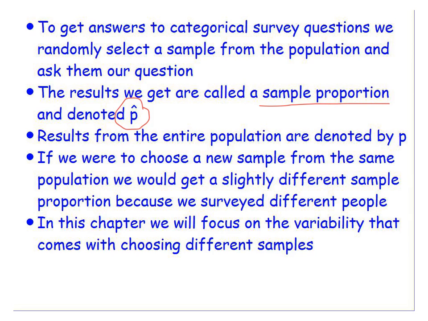So P simply stands for proportion, and the hat means that it came from a sample. The results from the entire population, which we aren't able to gather, but we do have letters to represent them, it's denoted by P. So P means proportion. If it's just P, it represents the whole population. If it's P hat, it represents the sample. So if we choose a new sample from that same population, we are going to get a slightly different sample proportion. So that P hat might be different than our first P hat, simply because we're surveying different people. In this chapter, we are focusing on the variability, in other words, the differences that come with choosing different samples every time.